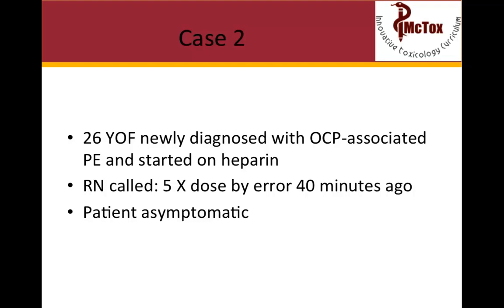Consider case 2. A 26-year-old female is diagnosed with an oral contraceptive-associated PE and started on heparin. The nurse calls you because she thinks that she's administered 5 times the ordered dose in error 40 minutes ago. So far, the patient remains asymptomatic. How will you approach this situation?